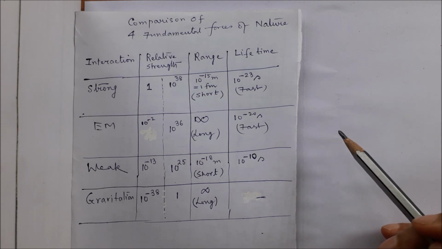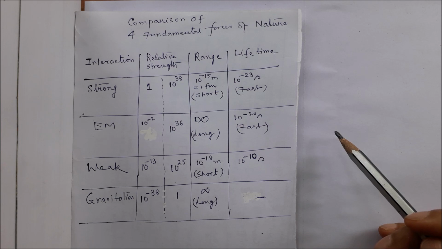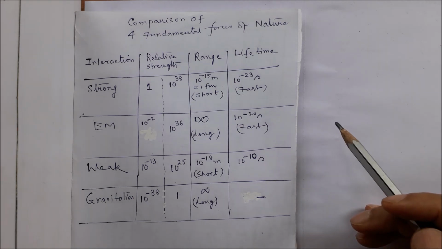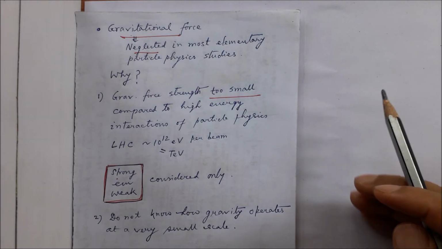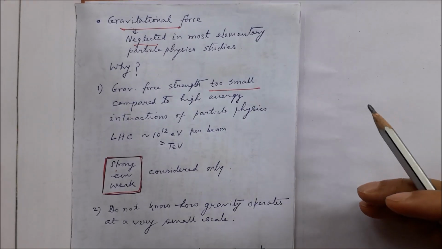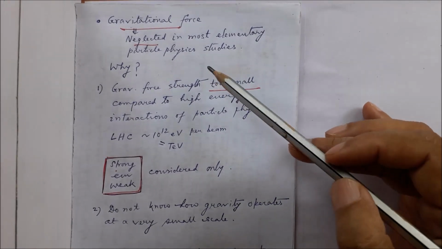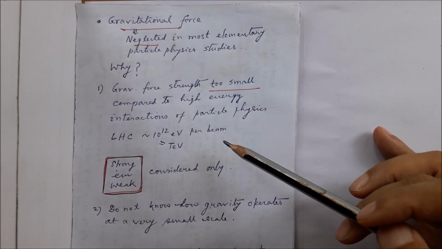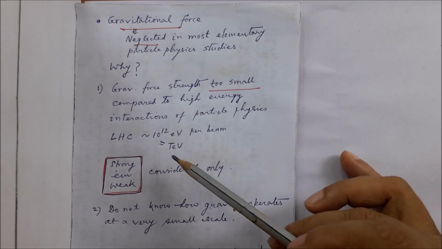Next, we come to certain queries that are often asked in class. Why is gravity force neglected? Answer is, gravity force is too small. We saw it to be 10 to the power 38 times smaller compared to strong interaction.